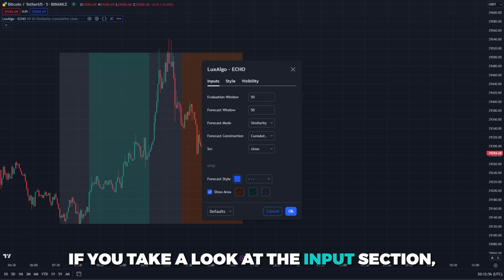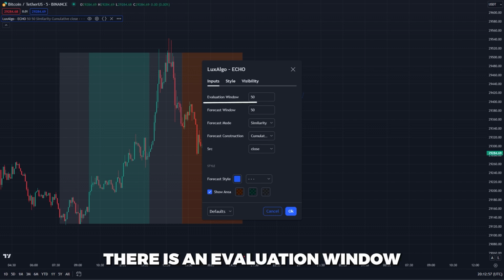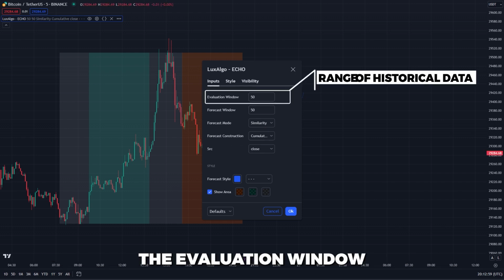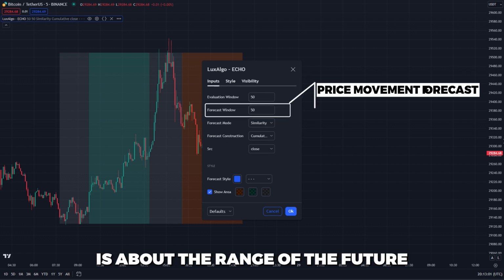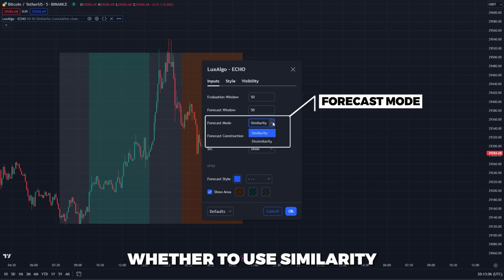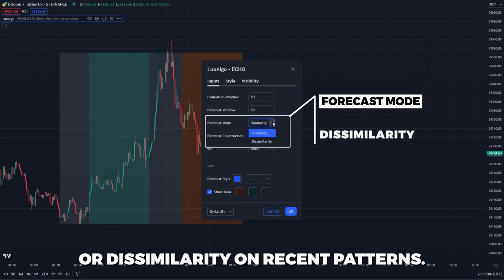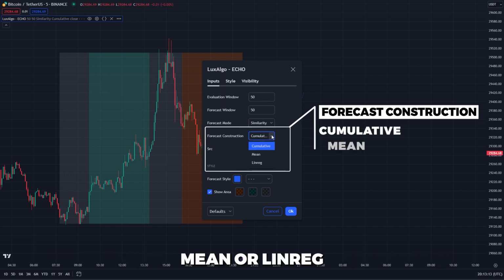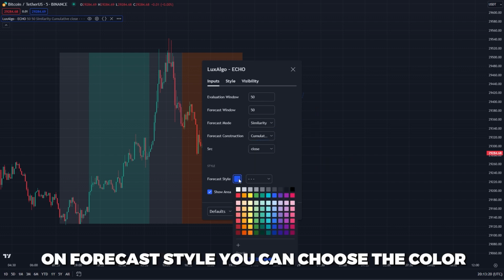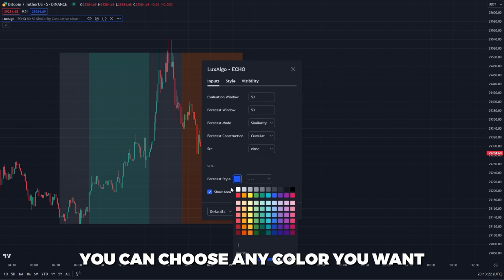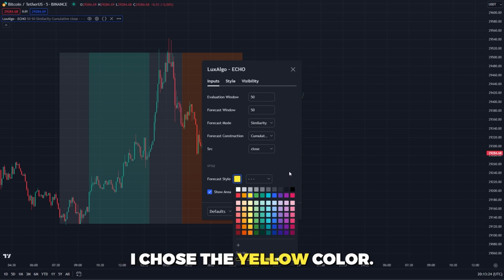If you take a look at the Input section, there is an Evaluation window, Forecast window, Forecast mode, and Forecast construction. The Evaluation window is about finding the range of historical data, and the Forecast window is about the range of the future price movement forecast. The Forecast mode is about deciding whether to use similarity or dissimilarity on recent patterns. Lastly, for Forecast construction, you can choose cumulative, mean, or linreg. On Forecast style, you can choose the color of the future price movement traceline. You can choose any color you want that is clear to see. I chose the yellow color.